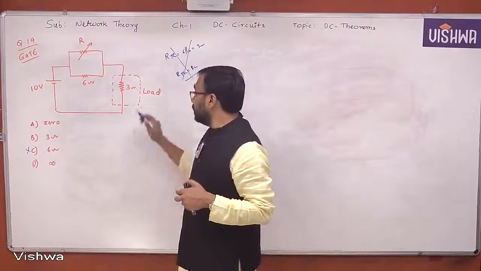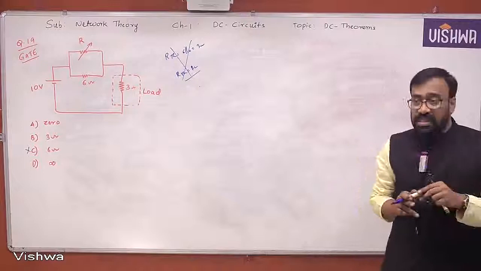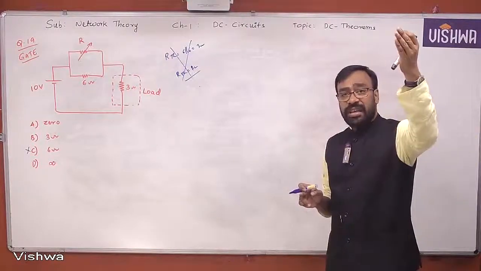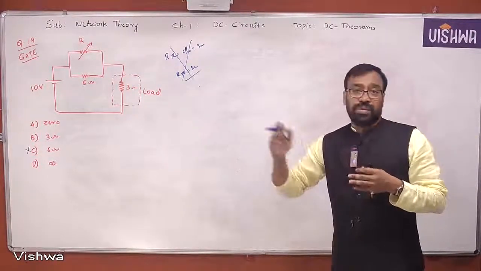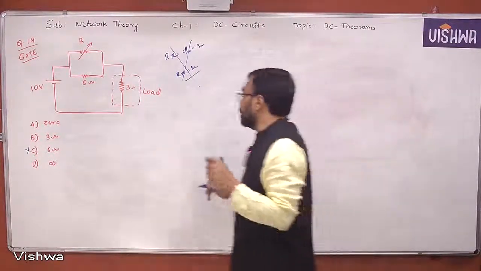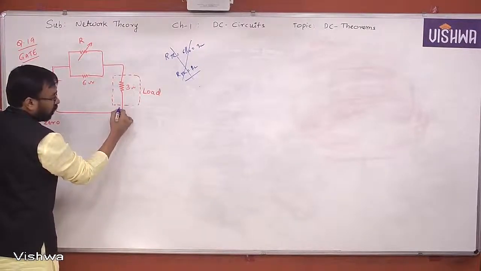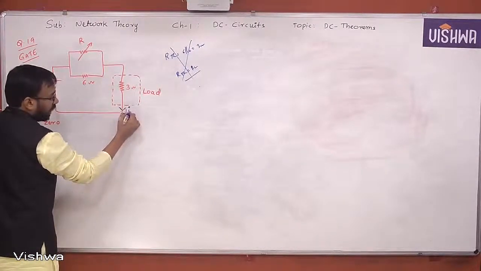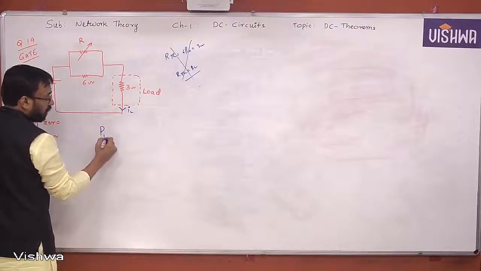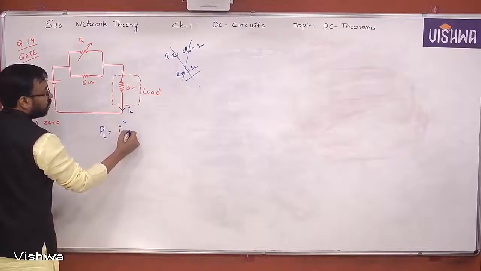See, when the load is constant and some other resistive element is varying and you want to transfer maximum power to the load, this problem does not come under maximum power transfer. But how do you do it? Simple. It is very simple that in whichever the load you want to find the maximum power, you assume some IL. Now tell me what is the PL? Simply IL square into 3.